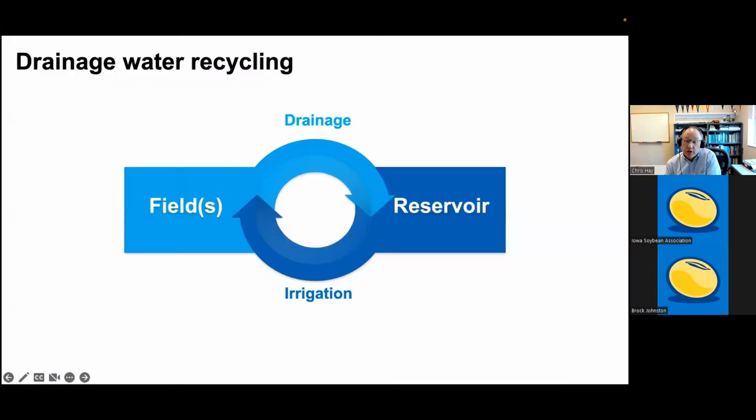And so that's where this idea of drainage water recycling comes in: can we take that water when we've got too much of it in the spring and then store that in a reservoir and then be able to use that water as supplemental irrigation in the summer when we have too little water, so that we can then boost those crop yields from that supplemental irrigation.